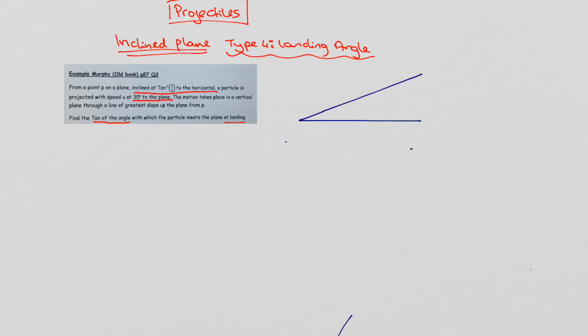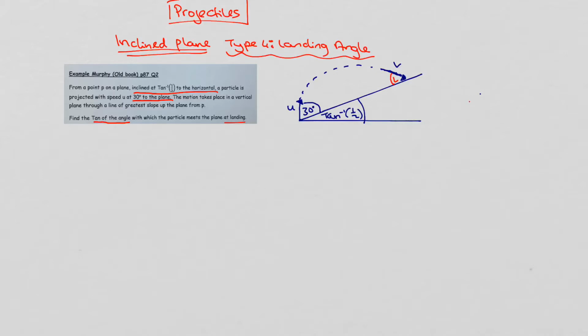So this angle here is tan inverse of a half. And then we have projected with a speed of u at an angle of 30 degrees. And then we have on landing. Okay, so it's important to remember that when it's landing, here we have our velocity coming in on landing. So that's our v. This will be our landing angle, L.